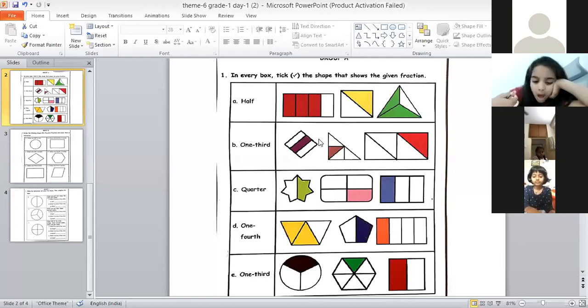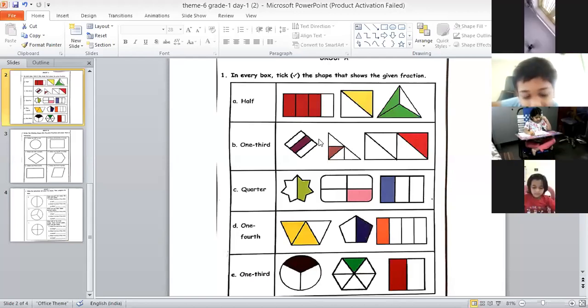Now, what you have to do here is, first I want someone to read this question. Mana, please read first question. Okay, ma'am. In every box, tick the shape that shows the given fraction. Good, very good. Yes, children, now you have to put a tick on the shape that shows the given fraction. Okay?